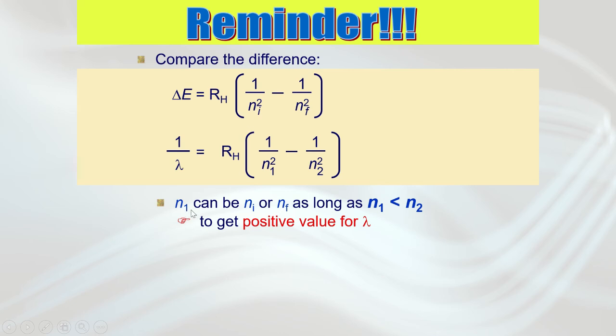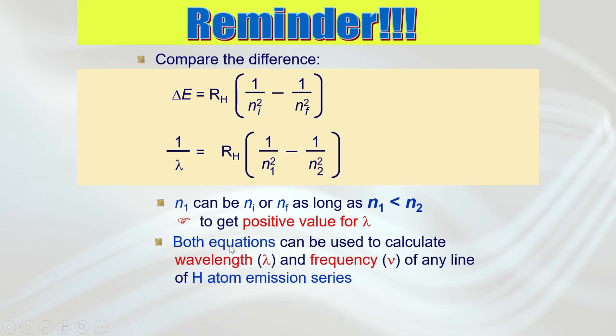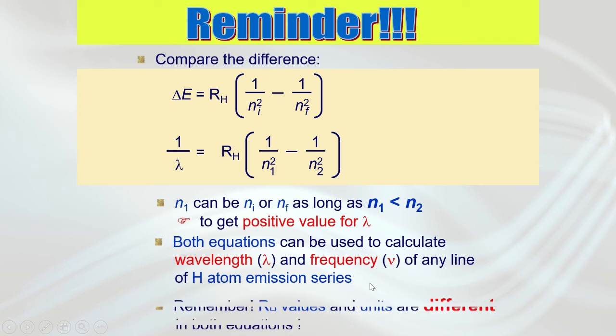Okay, so n1 can be an initial or final as long as n1 is smaller than n2, because as I said, we must ensure that n1 is smaller than n2 in order to get a positive value of lambda. We will never have a negative value of lambda because it is wavelength, something measurable. So please make sure you have a positive value of lambda. Both equations can be used to calculate wavelength and frequency of any line of hydrogen atom emission series.